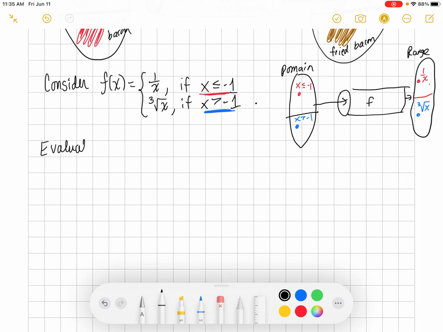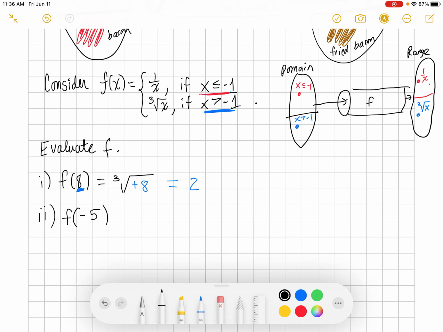Okay, so for example, let's evaluate the function f. Let's say we wanted to find, for example, f of 8. Now, 8 as an x value. Is that going to be blue, greater than negative 1, or is that going to be red, less than or equal to negative 1? It's going to be blue, right? 8 is greater than negative 1. So what we're going to do, we're going to take the cube root of our blue value, positive 8. So we're using the blue piece. So what is the cube root of 8? The cube root of 8 is 2, right?